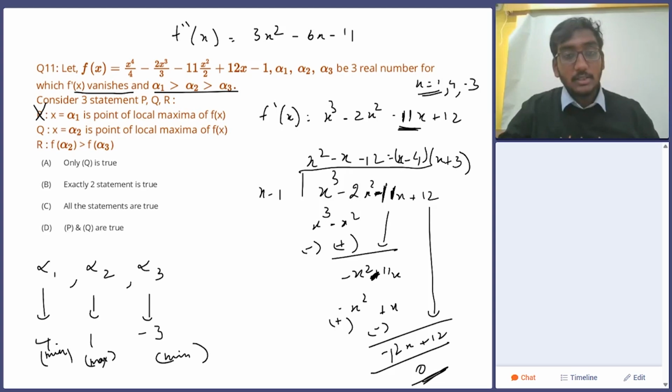This is wrong. This is correct. Second is correct. And f of alpha 2 must be greater than f of alpha 3 because alpha 2 is a point of maxima and alpha 3 is a point of minima. Obviously, it should be greater. So what exactly two statements are true?